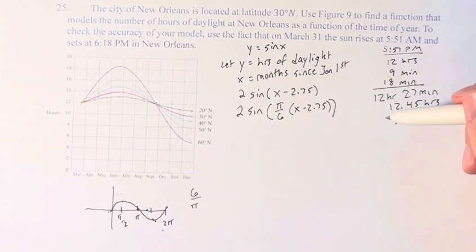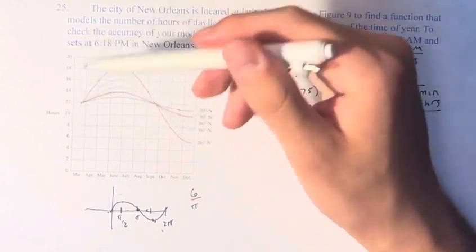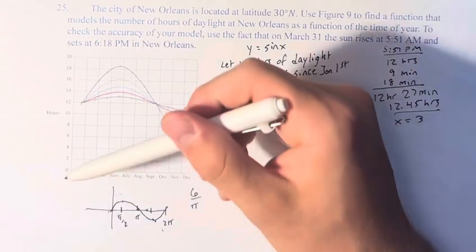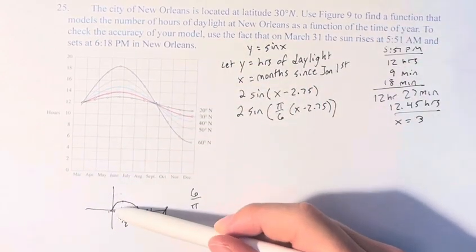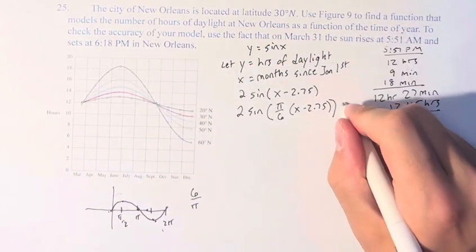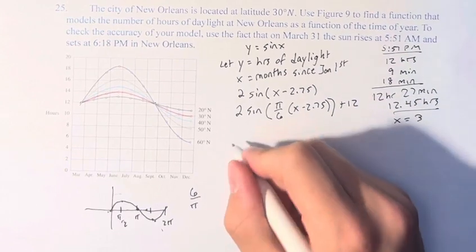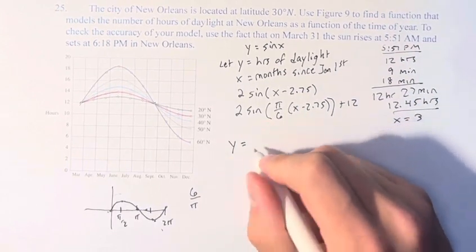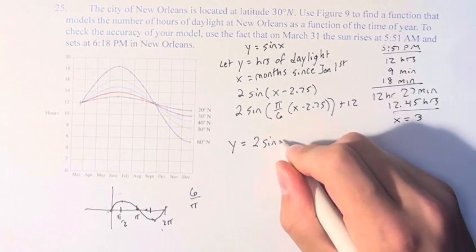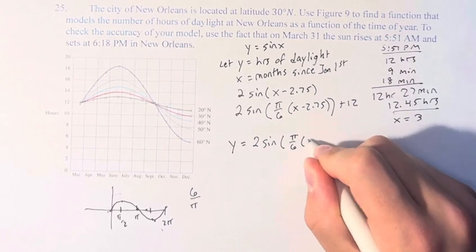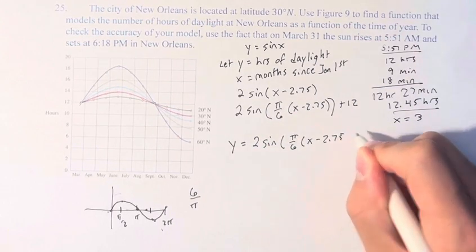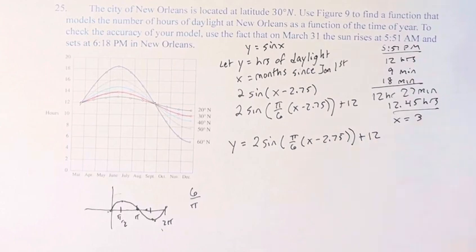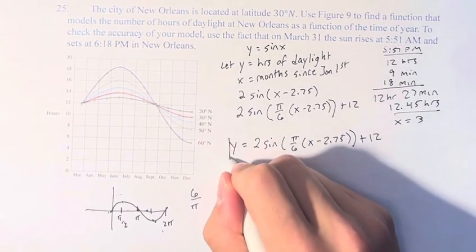And then the final step is the vertical shift up. The typical starting point for a sine function is 0. We're starting at 12, so we add 12. So our final function is y is equal to 2 sine of pi over 6 times x minus 2.75, plus 12. This is our model.